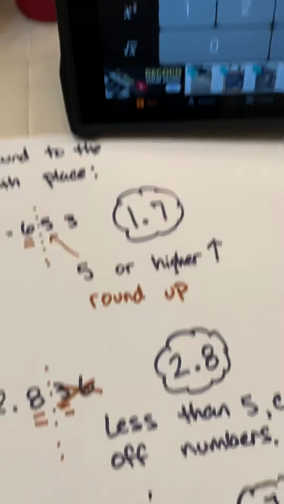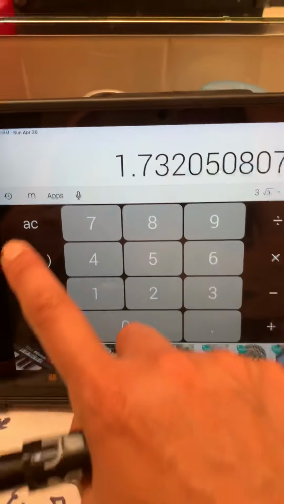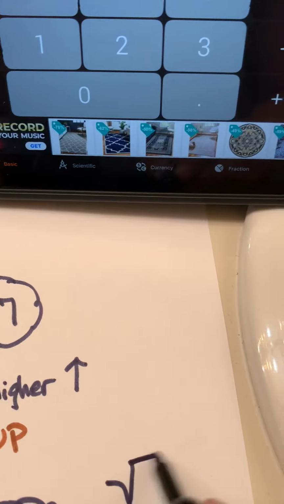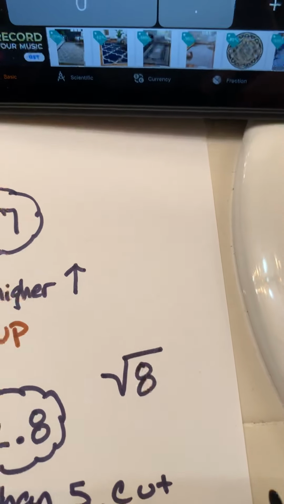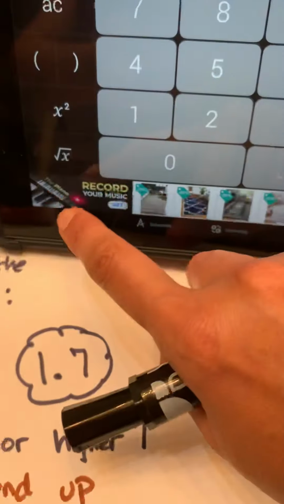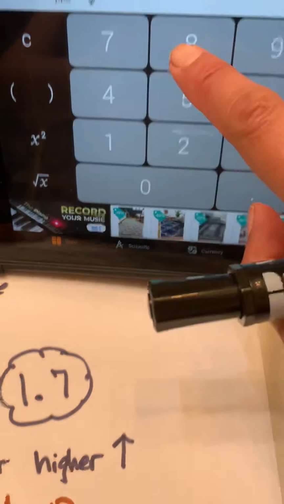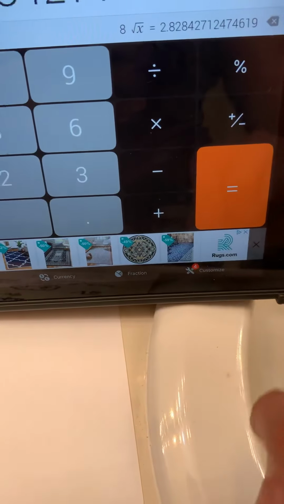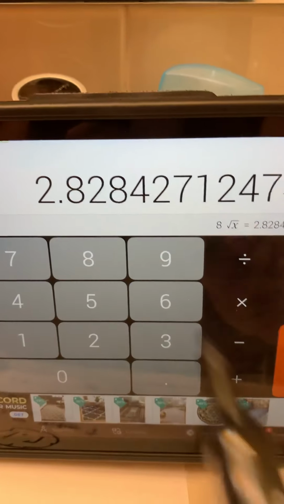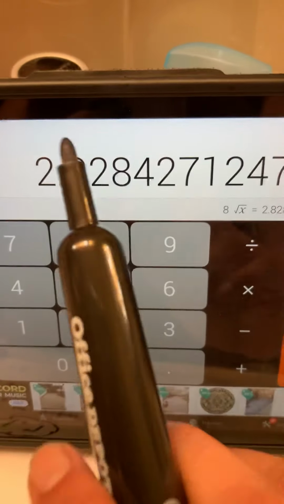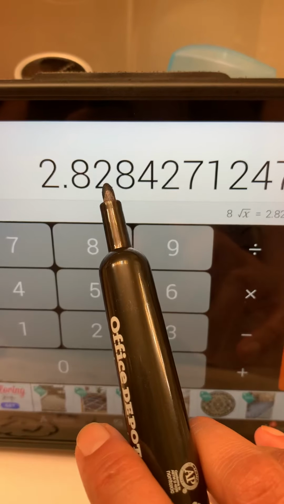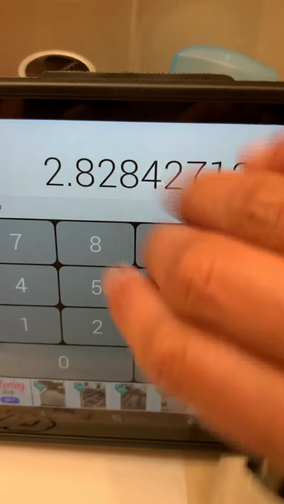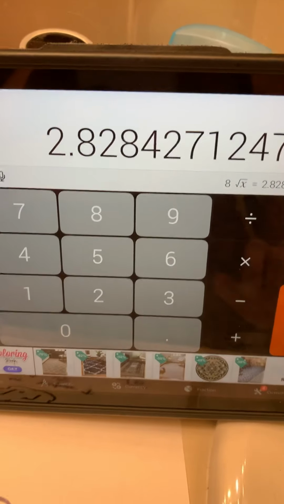If I was to do another example for you, let's say I wanted to do the square root of 8. Let's take a look at what the square root of 8 is. I'm going to hit the square root symbol, the number 8, and then I'm going to hit equals. There we go, 2.828. I take a look at this second number. It's less than 5, so all of this gets cut off. 2.8 is my rounded answer.